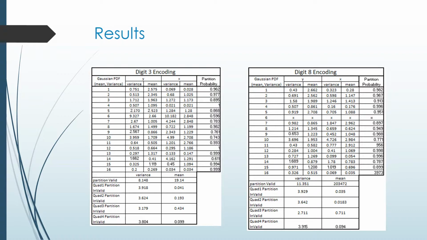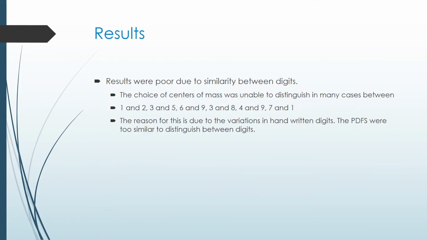But for several digits, this principal component analysis was a poor choice for distinguishing between digits because many of them had similar centers of mass. So for digits 1 and 2, 3 and 5, 6 and 9, 3 and 8, 4 and 9, 7 and 1, they were very similar. For instance, the 4 and the 9, both of those intuitively look very similar. So this became the problem with the low accuracy. That's the reason why this occurred.